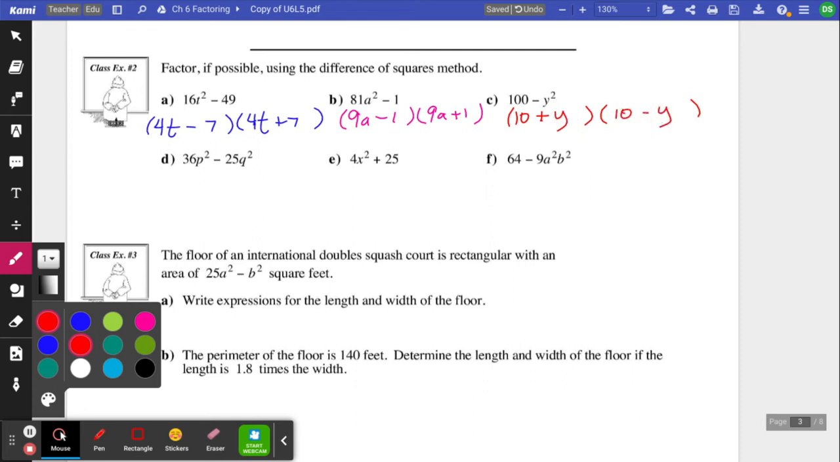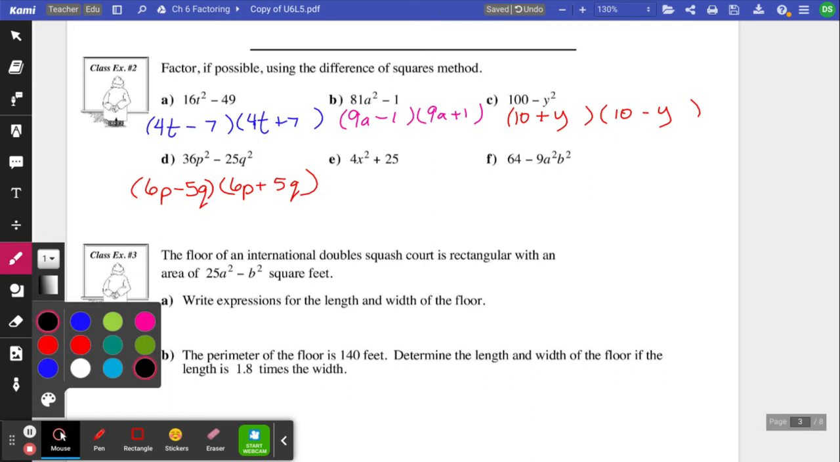Excellent. Okay. D. Let's give you a minute to write it all down. Brooklyn. D. 6p minus 5q, 6p plus 5q. Excellent work.